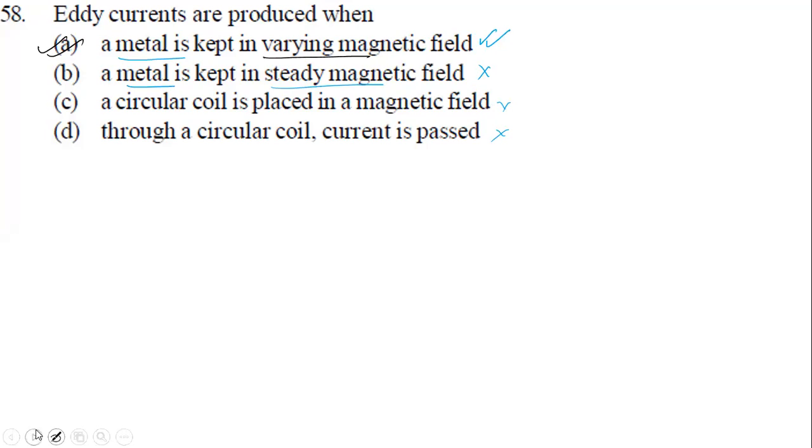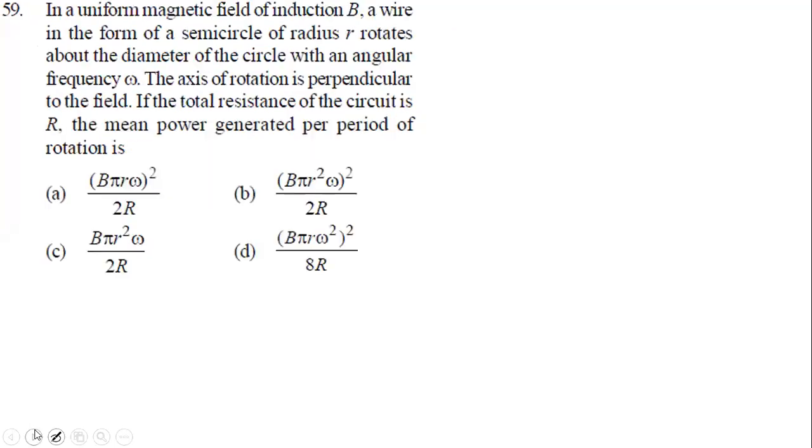How can we minimize eddy current? By breaking the path of the eddy current, or laminating them. Okay, so next, look at the question now.